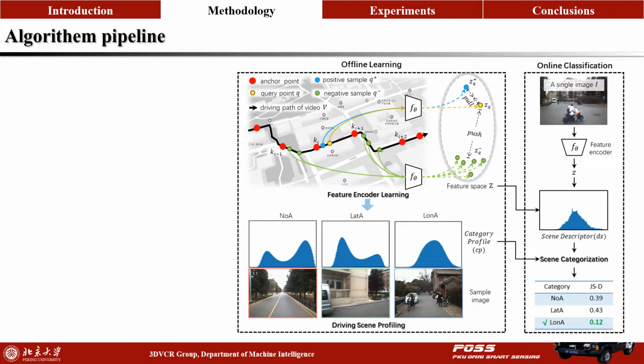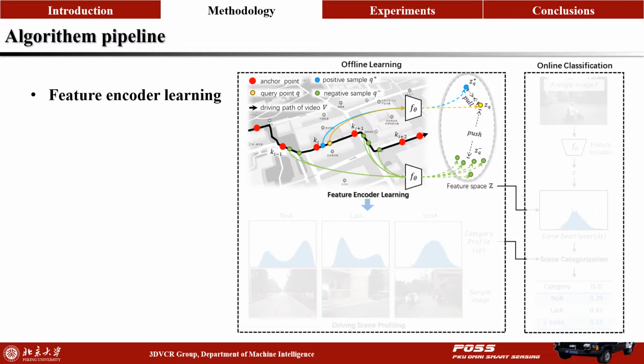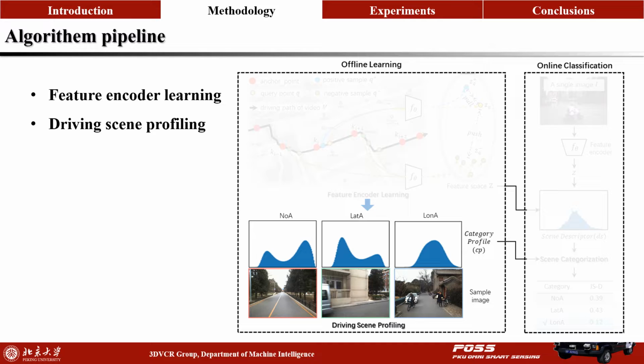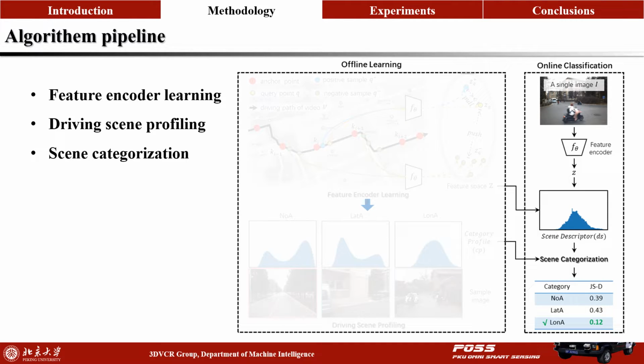Our algorithm pipeline is shown in this page. First, a feature encoder is learned, and then the driving scene is profiled. Finally, we can do scene categorization.